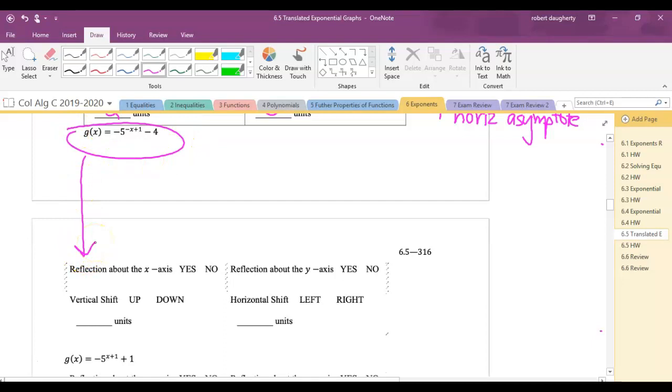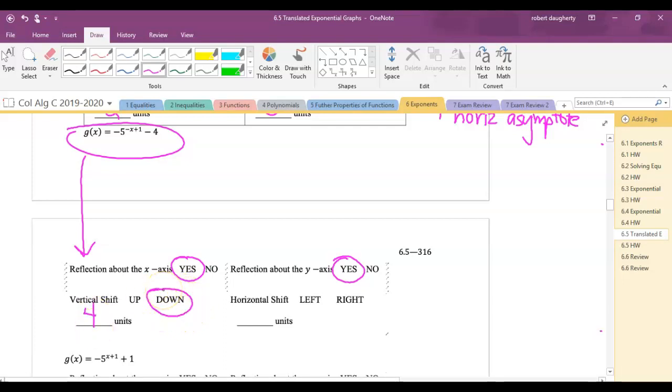Okay, has that been reflected about the x-axis? Yes. Okay, my indication was the negative in front of everything. Okay, has it been reflected about the y-axis? Yes. Okay, my indication there was the negative on the exponent. Did it move vertically? It moved what? Down by 4 units. Okay.